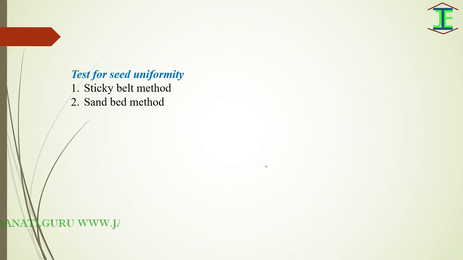Next, sand bed method. In sand bed method, we will prepare an artificial bed of 25 centimeters depth from fine sand and length of 5 meters, and width which is equal to the nominal width of the drill. So after preparing that bed, we will move that drill on that bed, so that we can know how much spacing the drill is sowing the seeds, and is it sowing the seeds properly or not. We can observe from that.